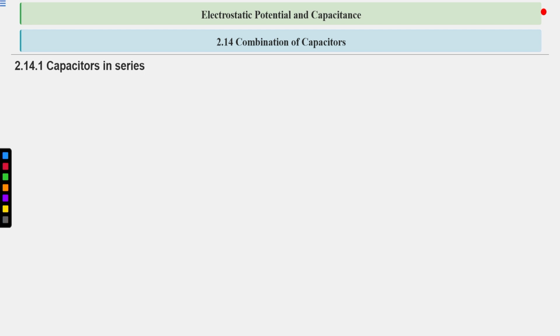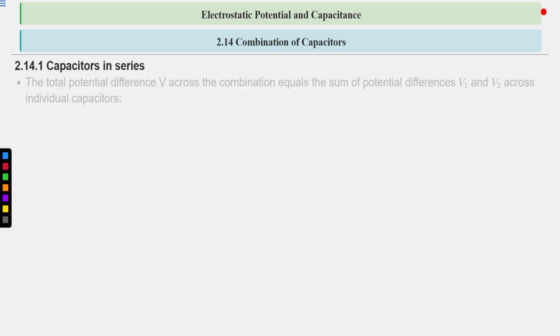Capacitors in series. The total potential difference V across the combination equals the sum of potential differences V1 and V2 across the individual capacitors. As I have already mentioned, the total potential difference of the battery or external source is divided across the two capacitors according to their capacitances. This V is across the combination of both, but the individual potential differences are V1 and V2. Potential difference will get distributed.